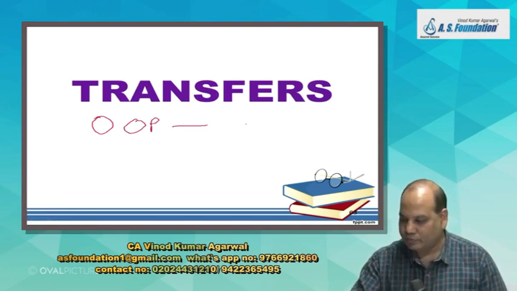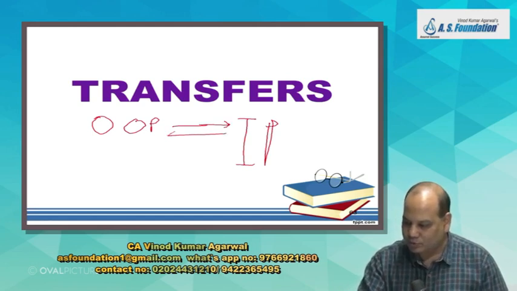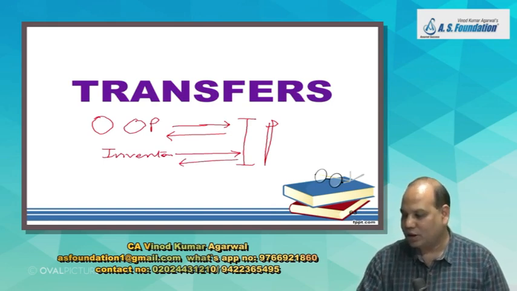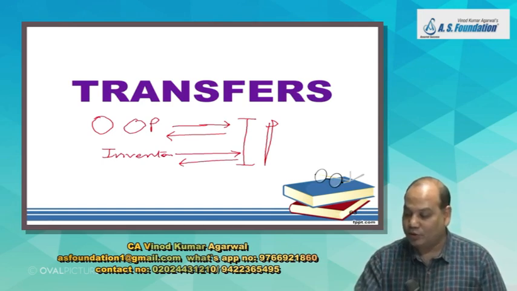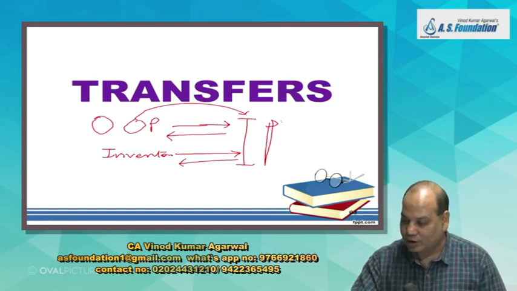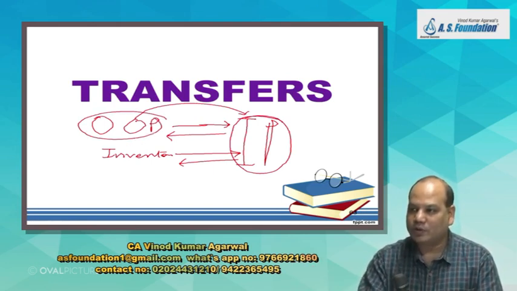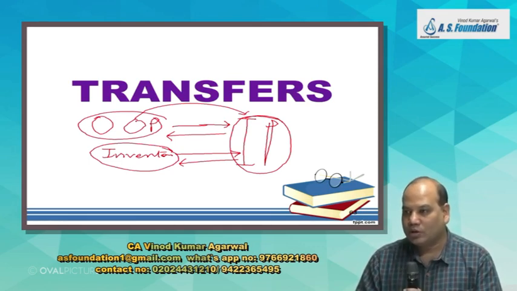OOP to IP. Possible? IP to OOP. And then inventory to IP and IP to inventory. Okay. So now when you are going to convert this into this or vice versa, at what amount will the investment property be recognized? At what amount will owner occupied property be recognized? Or the inventory? It depends on whether you follow the cost model or the fair value model.